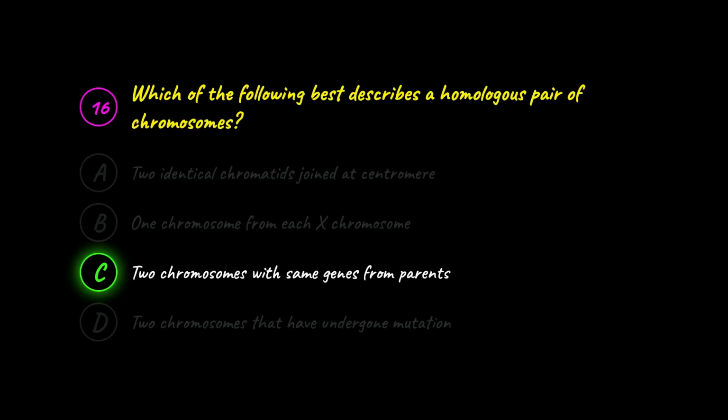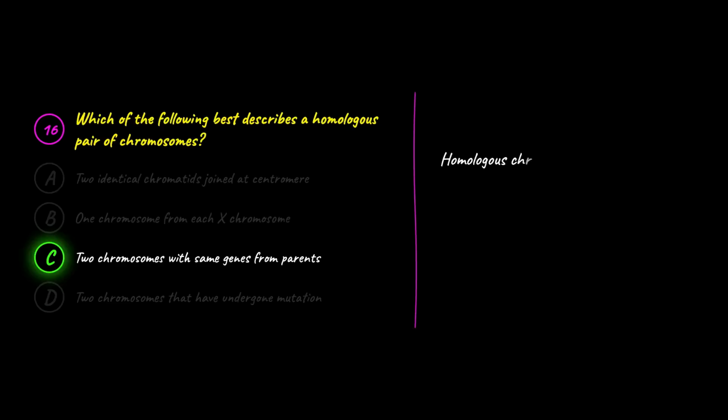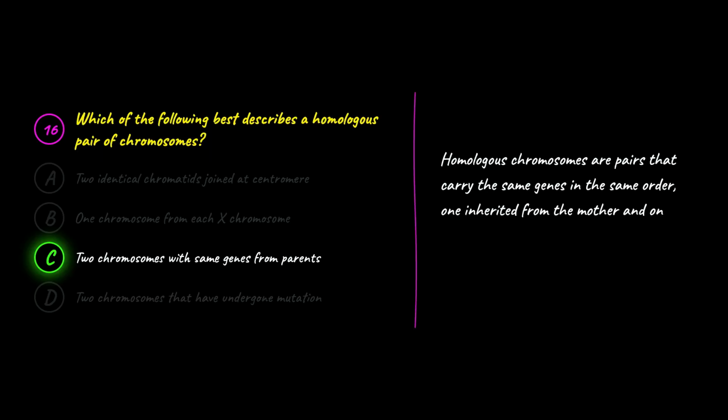The correct answer is C, 2 chromosomes with same genes from parents. C is correct because homologous chromosomes are pairs that carry the same genes in the same order, one inherited from the mother and one from the father. They may carry different alleles for the same gene position.